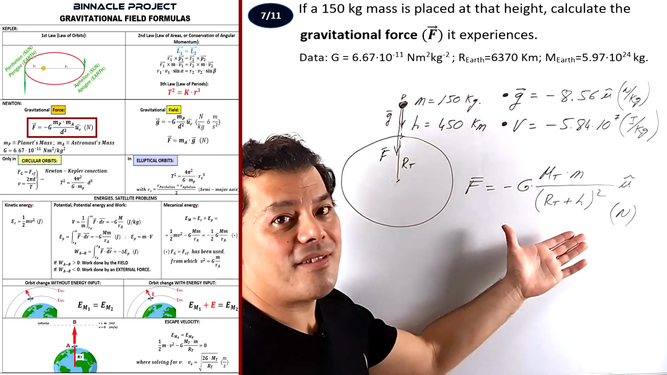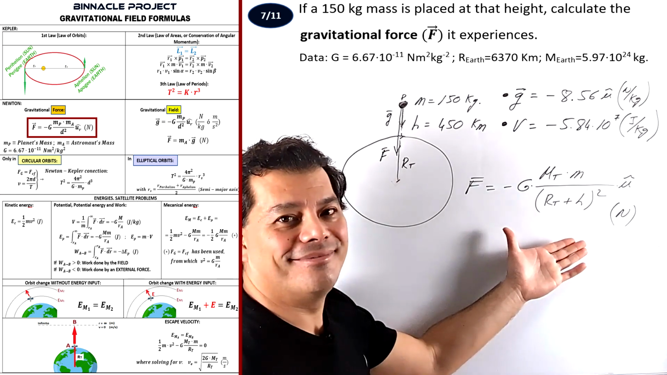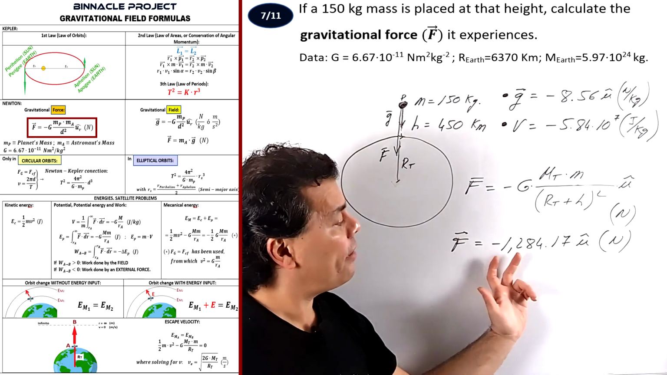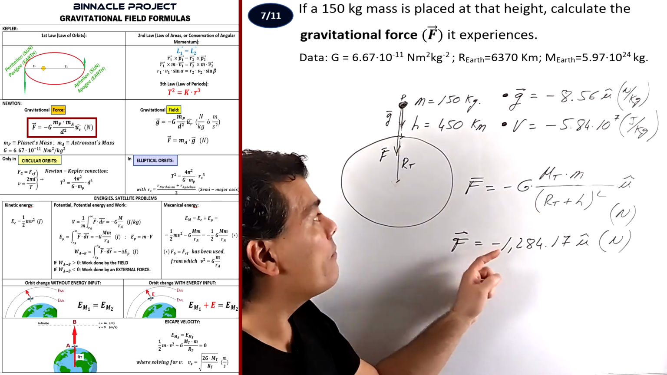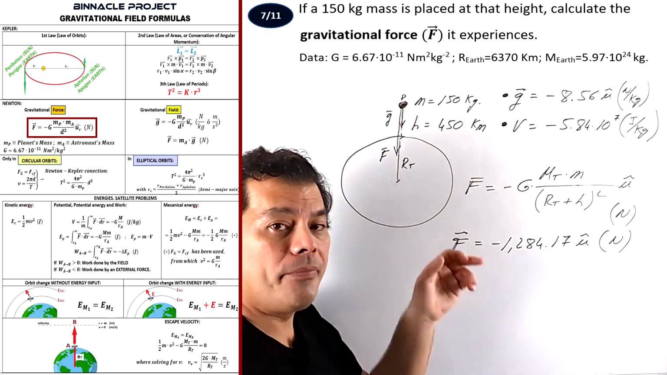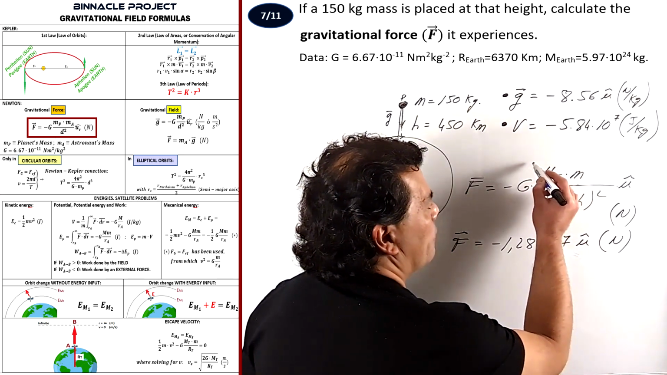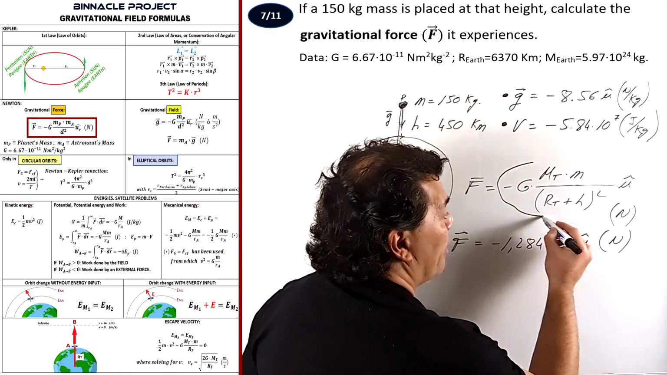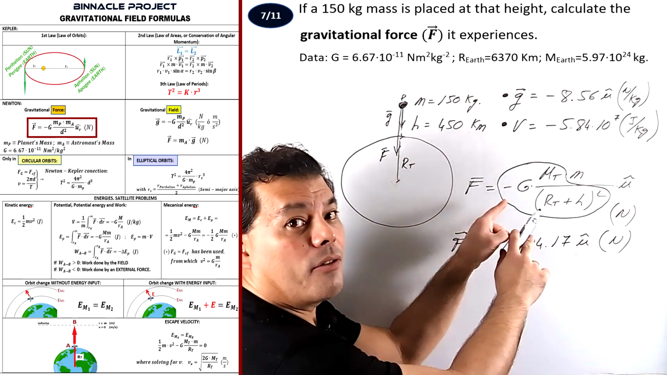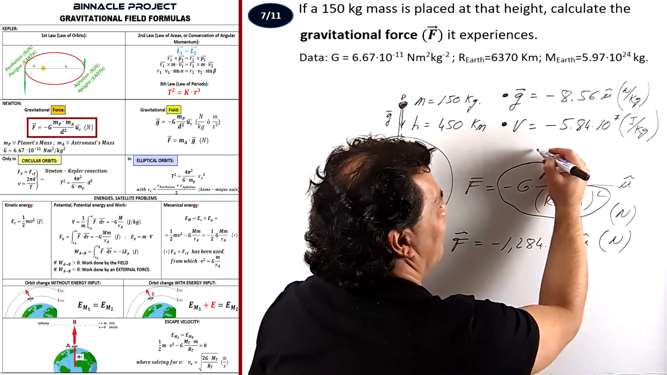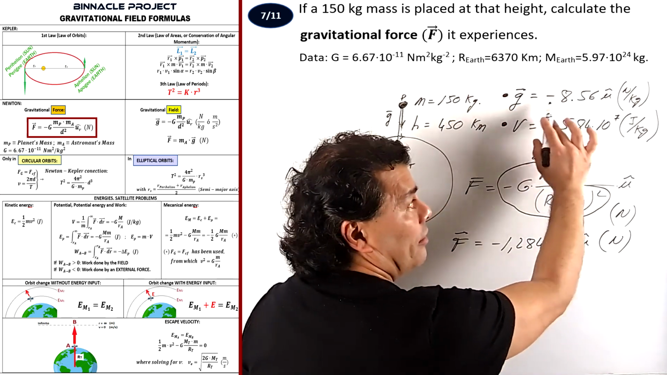And now it's time to use our calculator. Hope you obtained negative 1284.17 newtons. It's negative because it's attractive, okay? But as you can see from the part of this formula that I'm rounding, this is the gravitational field.